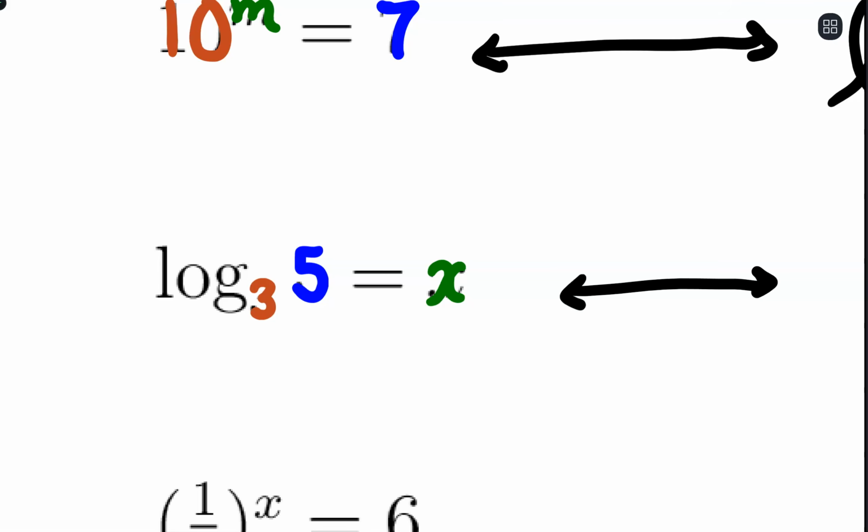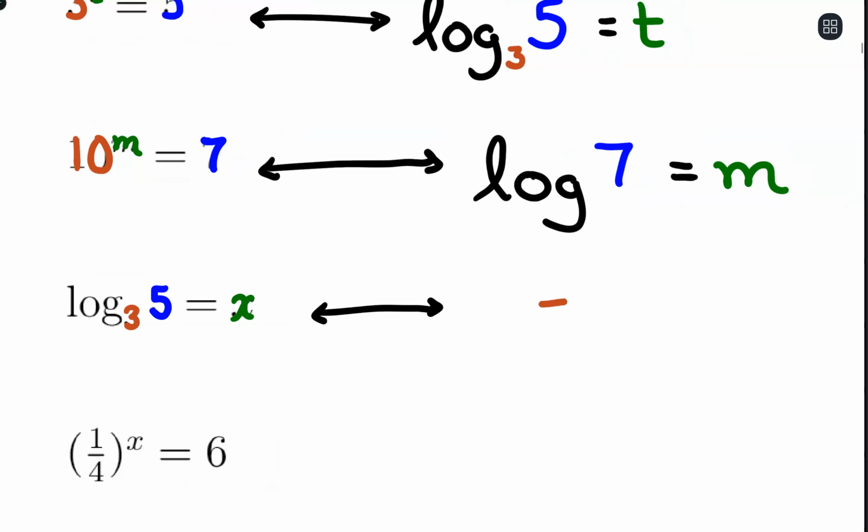So switching to exponential form here, we have a base of 3, an exponent of x, and then equals that value of 5.